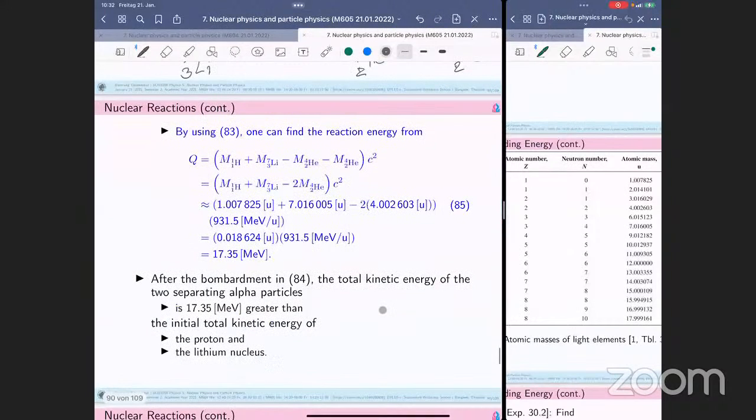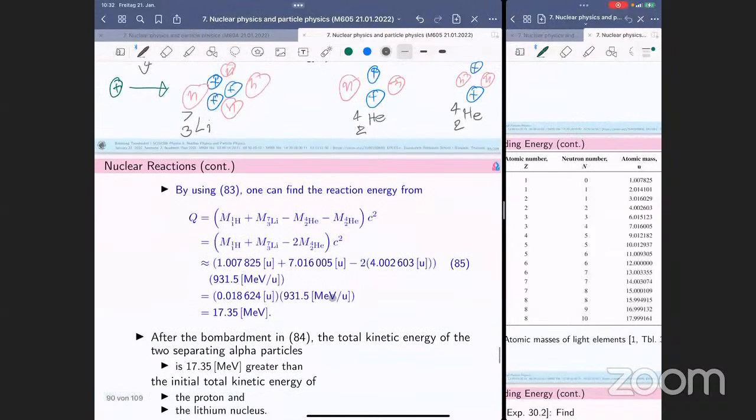Okay, and after bombardment in 84, the total kinetic energy of the two separate particles is greater than, I don't understand. Yes, because the mass is greater, so the mass turns to be energy. That is correct. I'm sorry for that. The kinetic energy should be increased by 17.35 because the mass is converted to energy. So it's already correct. I'm sorry for making you confused.